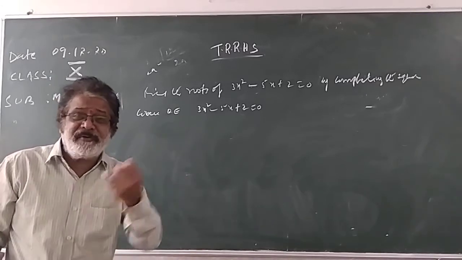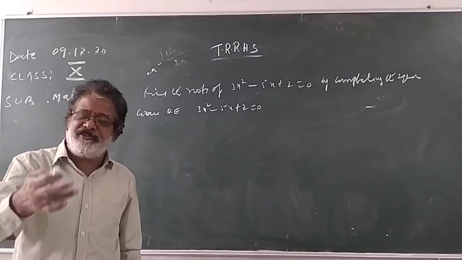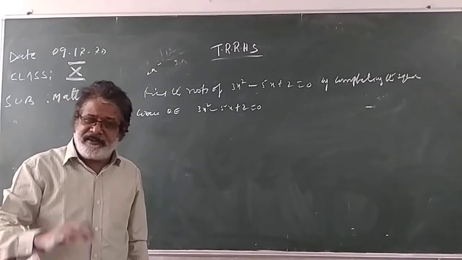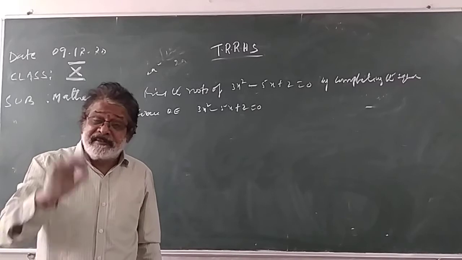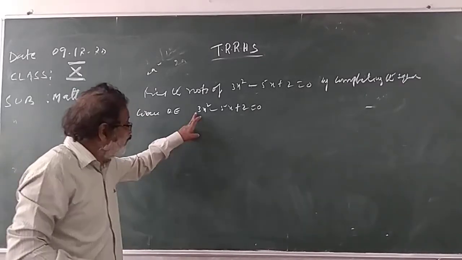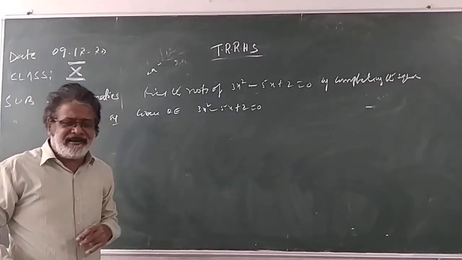4 is a perfect square. 4 can be written as 2 square. 9 is a perfect square. 9 can be written as 3 square. 16 is a perfect square. 16 can be written as 4 square. 25 can be written as 5 square. 36 can be written as 6 square. 49 can be written as 7 square. But can you write 3 as a perfect square? No. 3 means root 3 whole square you can write.